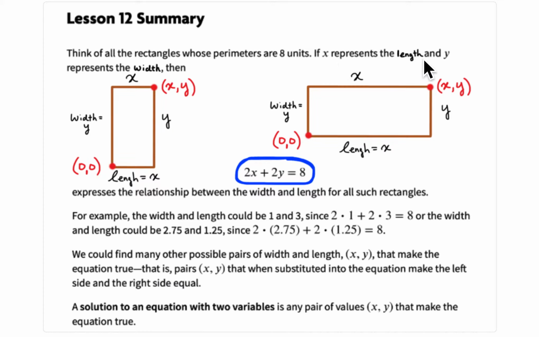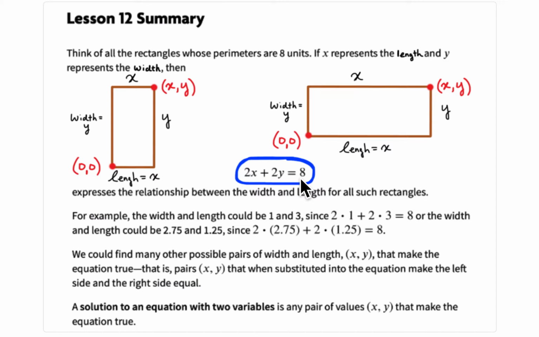But if x represents the length and y represents the width, then 2x plus 2y equals 8. So if you start here at 0, 0, which is the origin on a graph, and go out x units, and go up y units, I'm going to end up at this vertex up here. And if I connect them and create a rectangle, then the total perimeter, the length around this rectangle, is going to be 2 lengths of x, 2 lengths of y. So 2x plus 2y is going to equal 8 units.